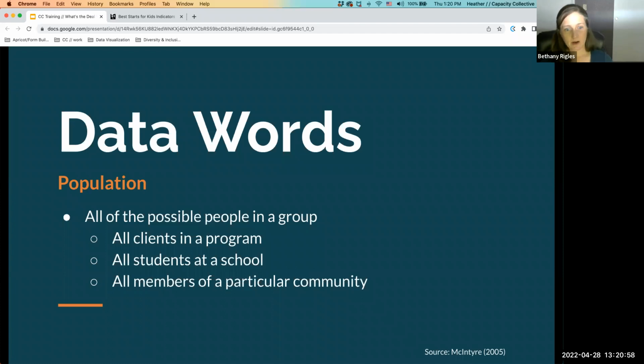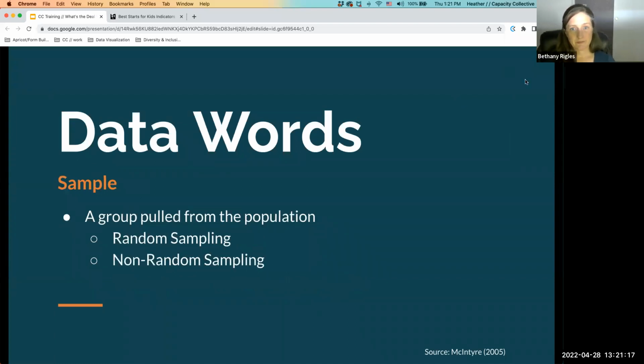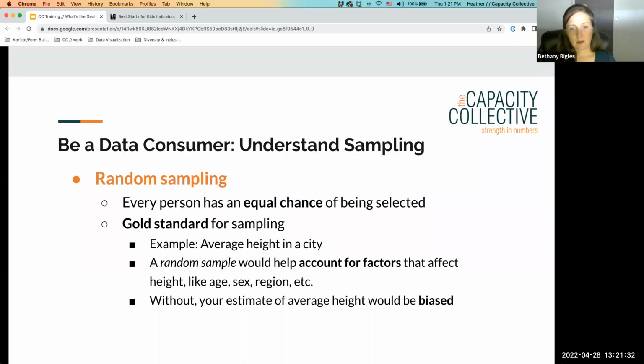Okay, the next data word is population. And this refers to all of the possible people in a group. So it might be clients in a program, all of the students at a school, all the members in a particular community, and so on. A sample then is a group that you've pulled from that population, and you can pull them through random sampling or non-random sampling, which we'll talk about.